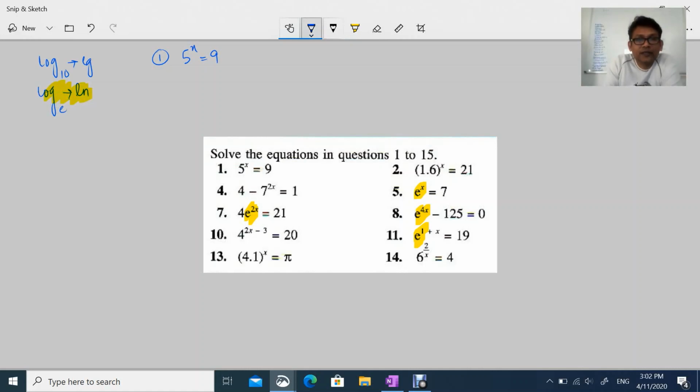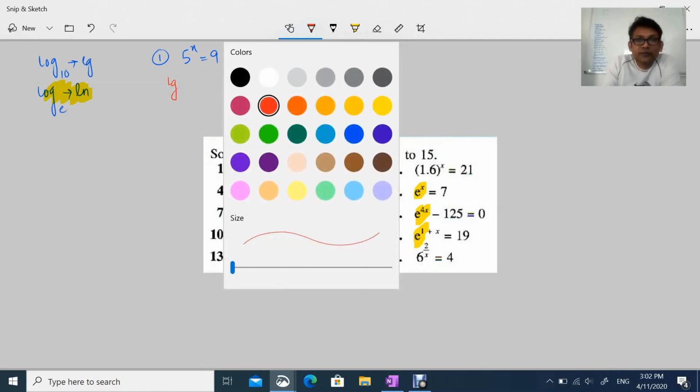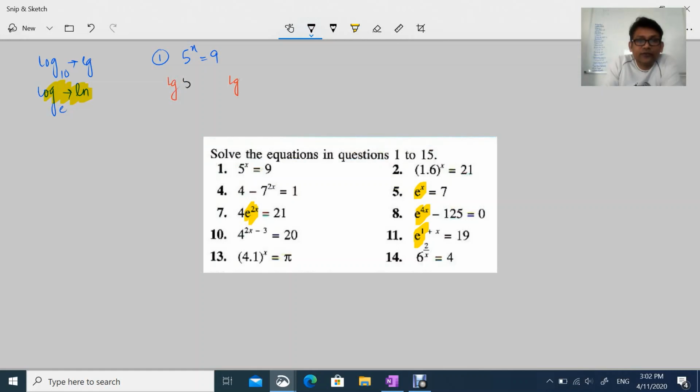So I will apply lg on both sides, lg on the left hand side and lg on the right hand side. So I write lg 5 power x is equal to lg 9, this log with base 10. This power becomes the coefficient, so I write x lg 5 is equal to lg 9.